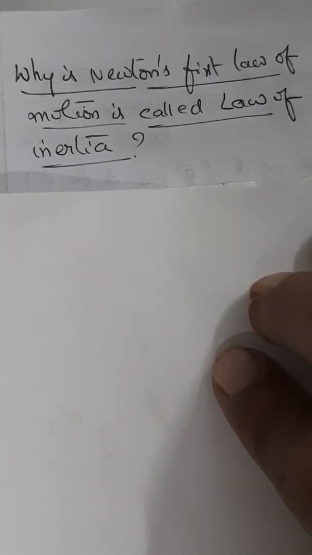I am recapping. Why is Newton's first law of motion called the law of inertia? Based on the first law of Newton, in the absence of any net force on a body, that is sigma F equal to 0, the body is either at rest or it moves with a constant velocity or speed in a straight line, which means that in order to change that motion, you can change the magnitude, you can change the direction of velocity, you can change both.